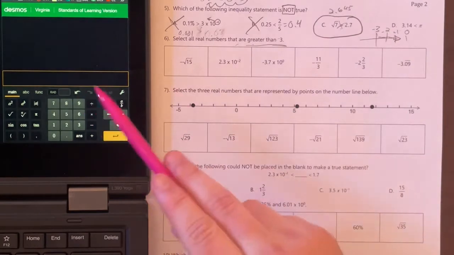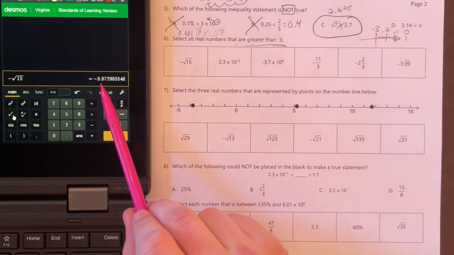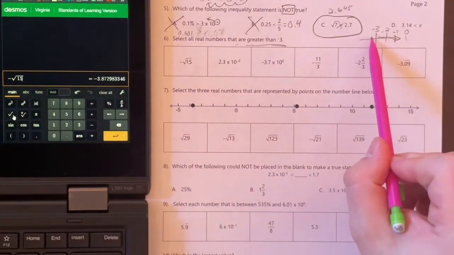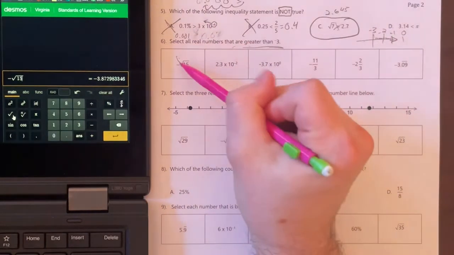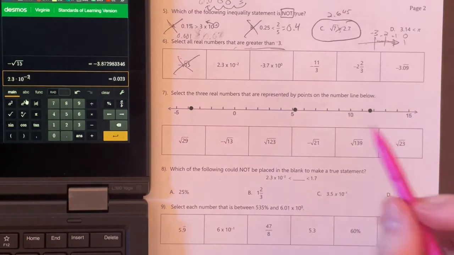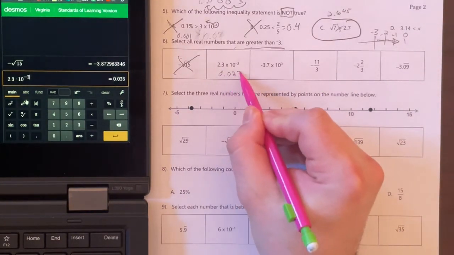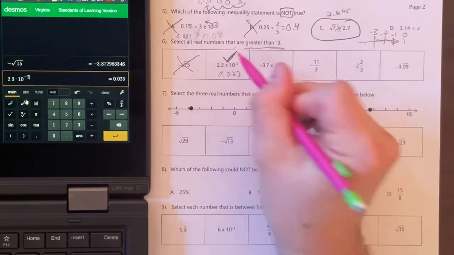So what I can do is type these into that Desmos calculator. So I have negative square root of 15, negative 3.87. If I think about it, since it's a negative number, that's going to be further to the left. So I need to say it needs to be to the right. So it's not going to be that one. What about the next one? I have 2.3 times 10 to the let's say -2 power. This is 0.023. It's a positive number. It's going to be greater than, so I will select this one.